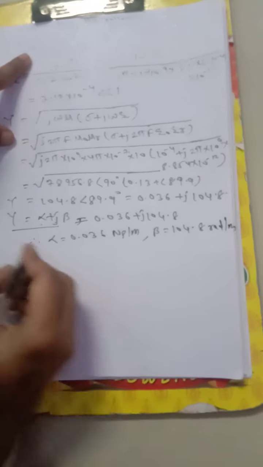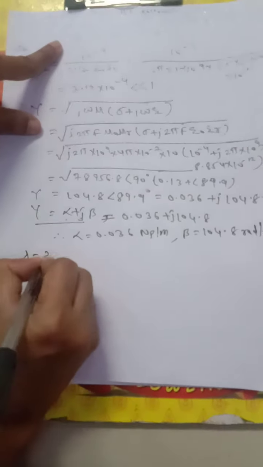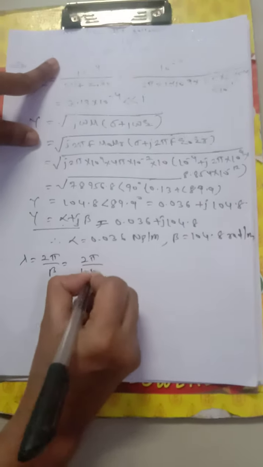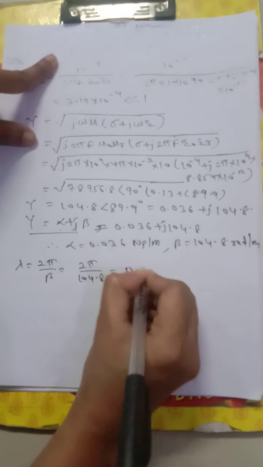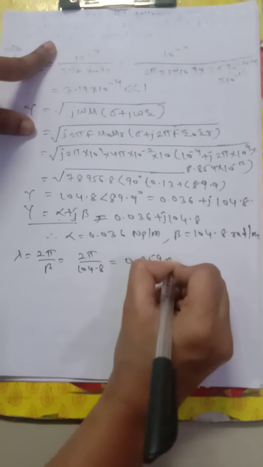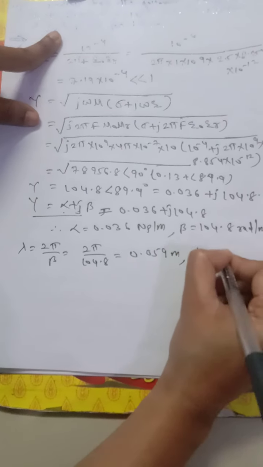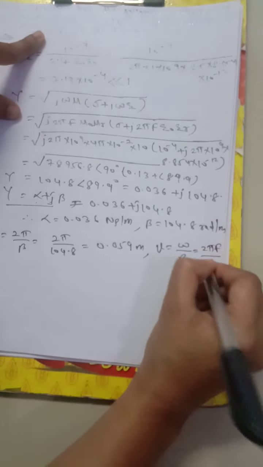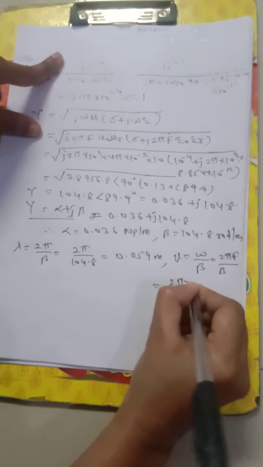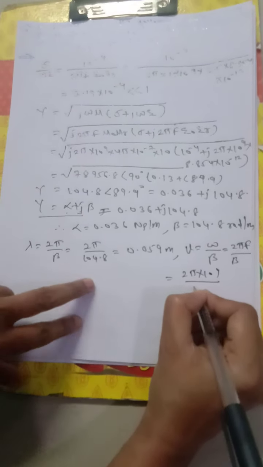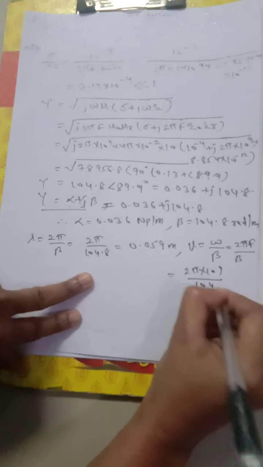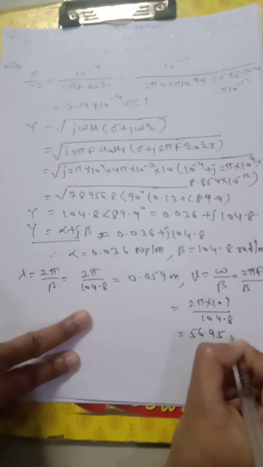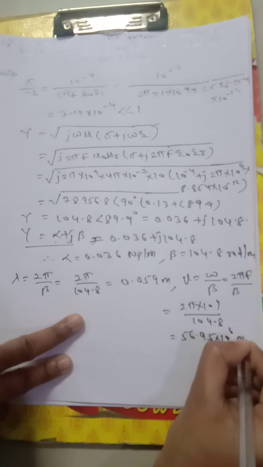Okay, these were the two cases. Now go to lambda. Lambda is equal to 2 pi by beta, as we already know, and beta is 104.8. So you will get 0.059 meter. Secondly, velocity of propagation is equal to omega by beta, where omega is 2 pi f. So 2 pi into 10 raised to the power 9, divided by beta, 104.8. You will get velocity of propagation as 56.95 into 10 raised to the power 6 meters per second.